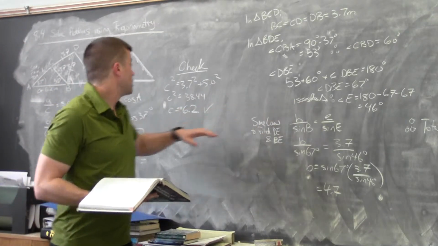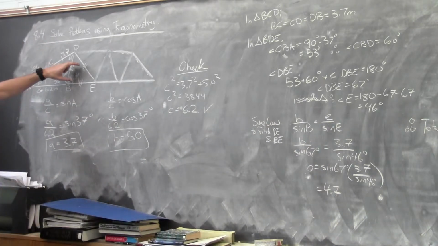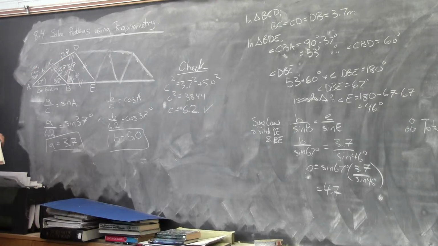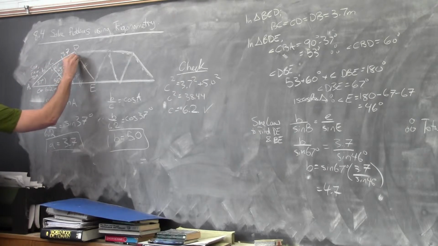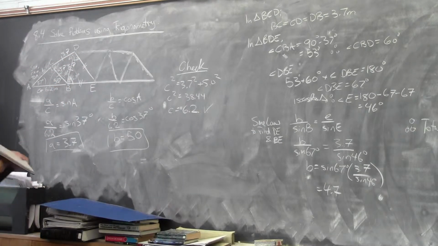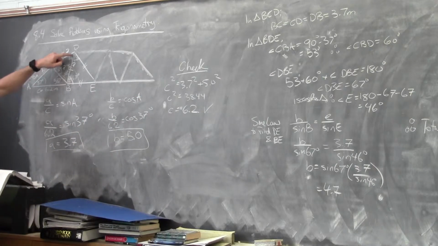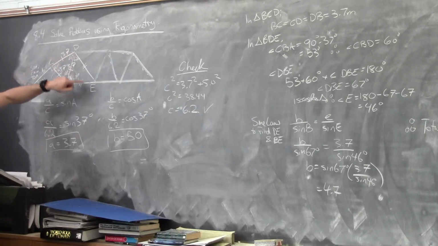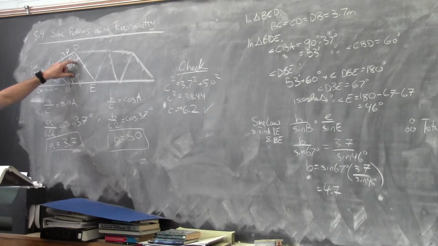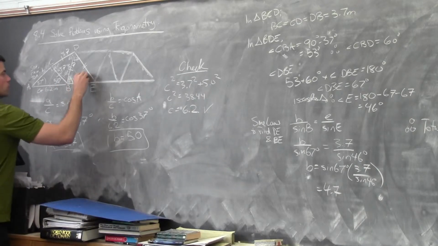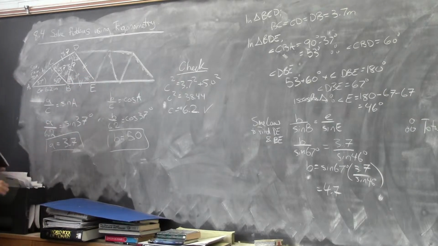Finally, I know that this is an isosceles triangle here. Why do I know that? Because it was given these two sides are the same. So I know if that's 67, I know the opposite angle over here is 67. Okay? And that is DBE, and BDE are both 67. If these two are 67, I can take 180 minus those two, and I get my third angle is 46. Okay?